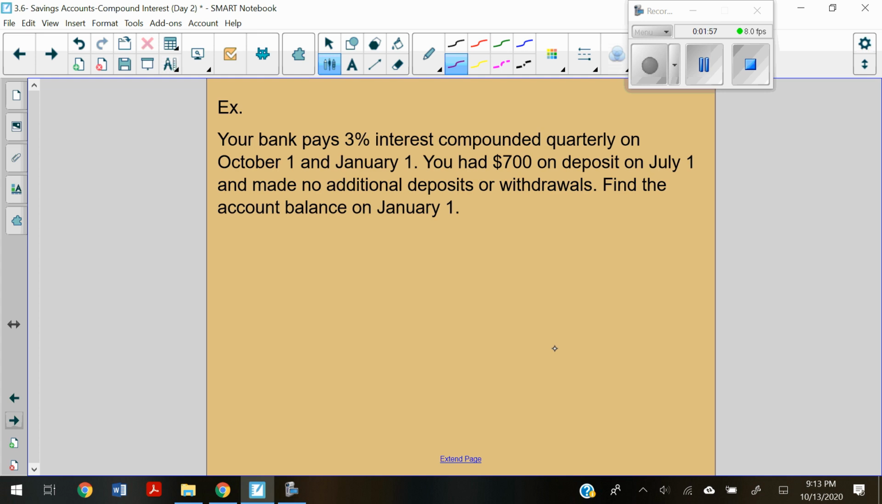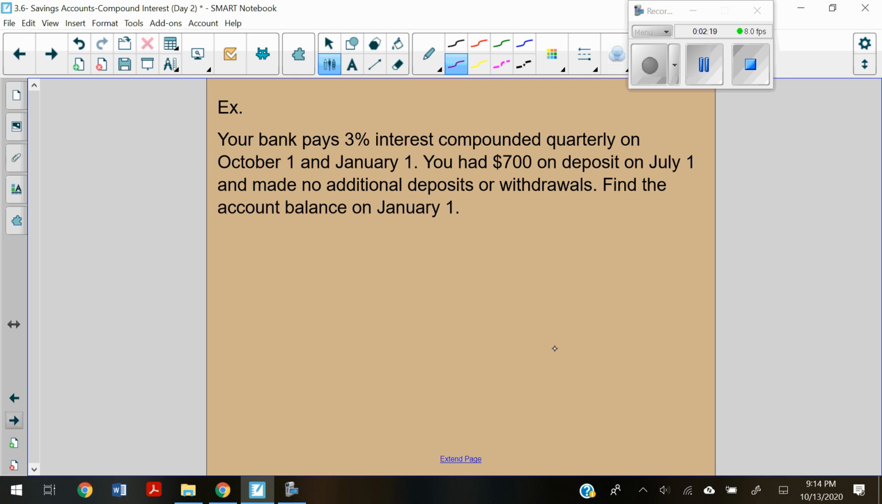It says your bank pays 3% interest compounded quarterly on October 1st and January 1st. You have a $700 deposit on July 1st and made no additional deposits or withdrawals. Find the account balance on January 1st.